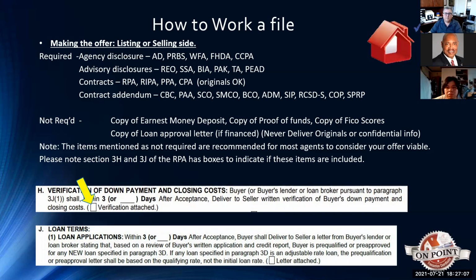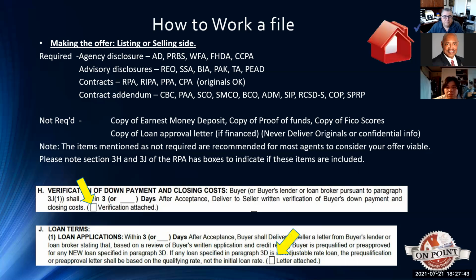So if you look here, when we're talking about 3H, the buyer is or should deliver proof of funds for what they're saying is going to be their down payment, and also their earnest money deposit. It should cover that, whether or not that verification is attached. So if you check that box, and I know earlier I talked about it not being required, now it became contractual. Now you're saying that you're going to give that. So now it is required, okay?